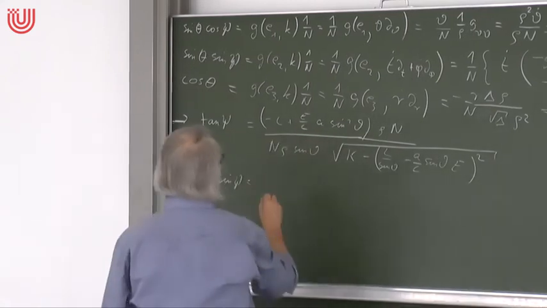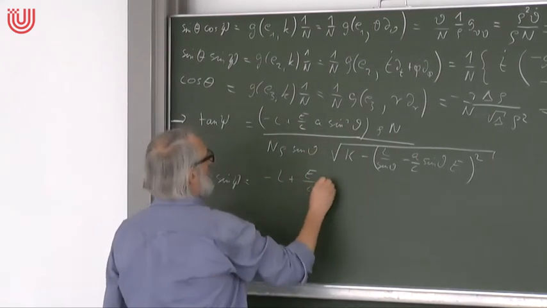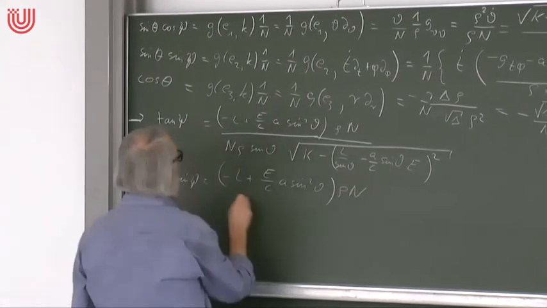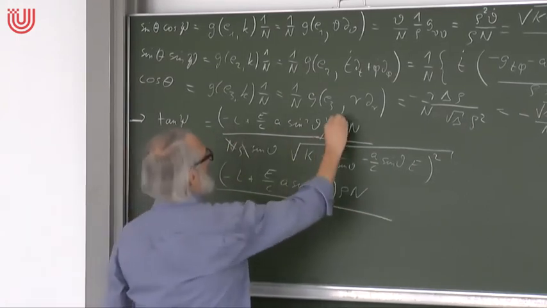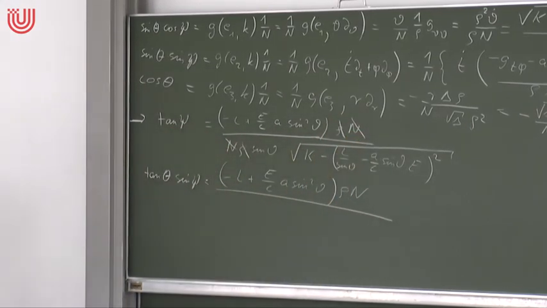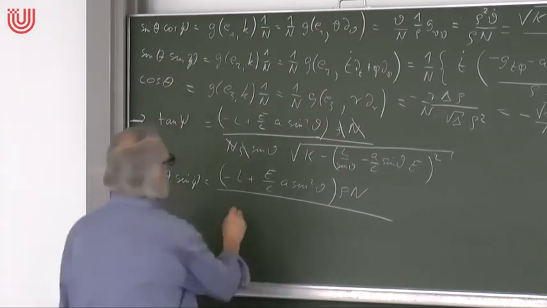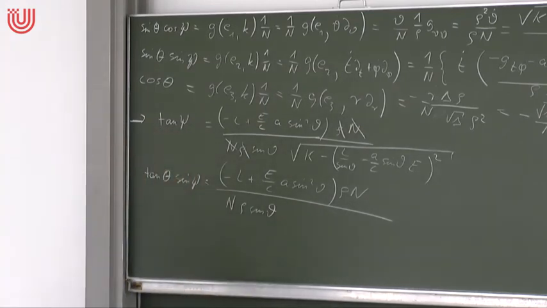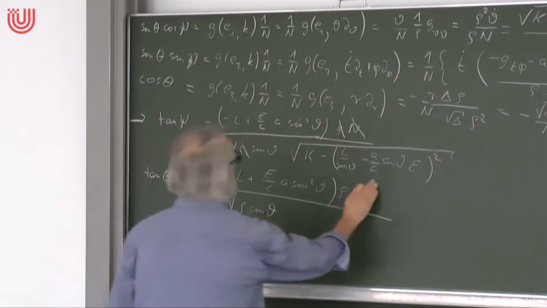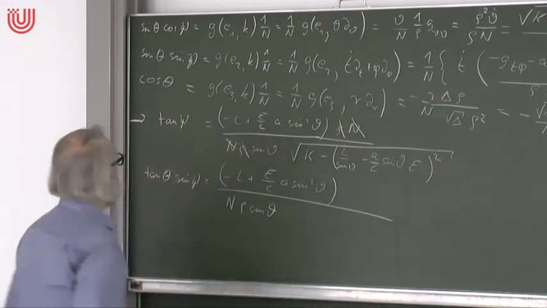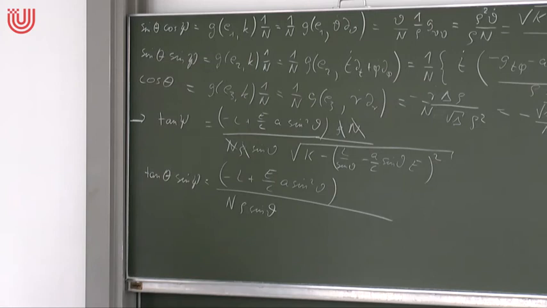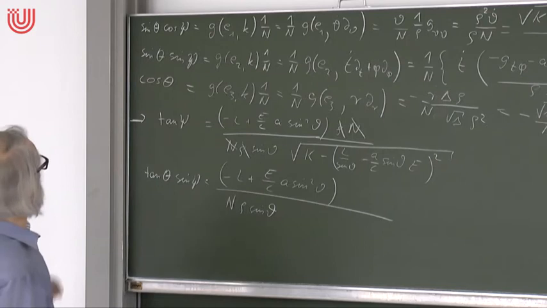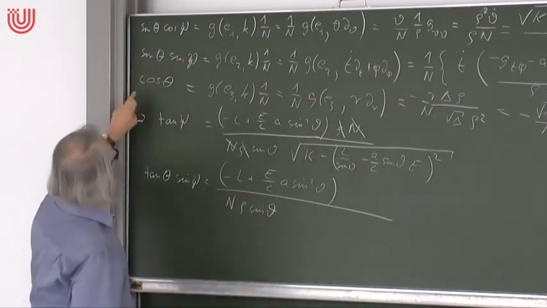So I get the same expression, minus L plus E over C A sine squared theta, rho n. Here the n cancels, right? That's the essential thing because I don't know the n. I have to get rid of the n somewhere, somehow. N rho sine theta. No, this is nonsense here, right? This is nonsense. This is this term there, and I divide by this was this term, and I want to divide by this here, right?